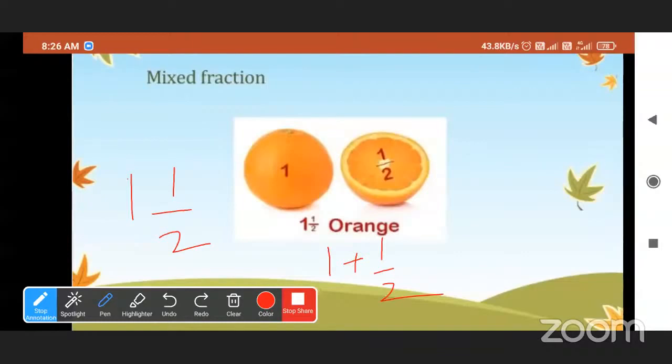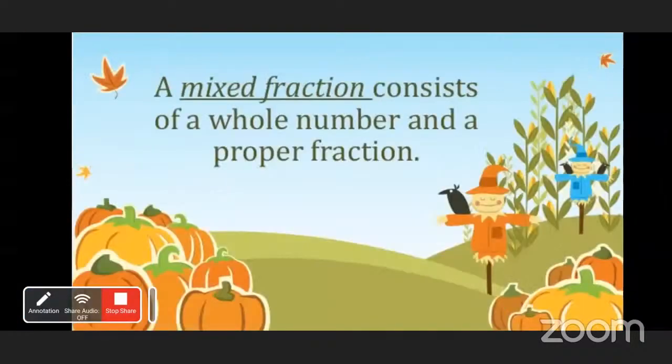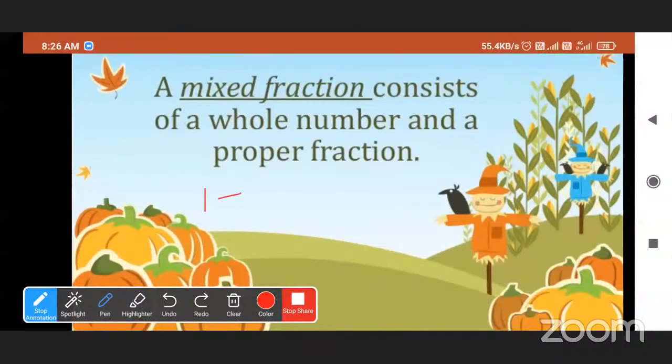So see, now we will see the definition. A mixed fraction consists of a whole number and a proper fraction. Okay, so examples are 1 and 1 upon 2, then we can say 2 and 3 upon 5. These are the examples of mixed fractions. In a mixed fraction, one is a whole number and the other is a proper fraction. So the addition of a whole number and a proper fraction is called a mixed fraction.